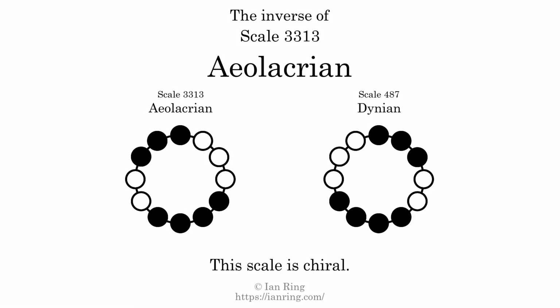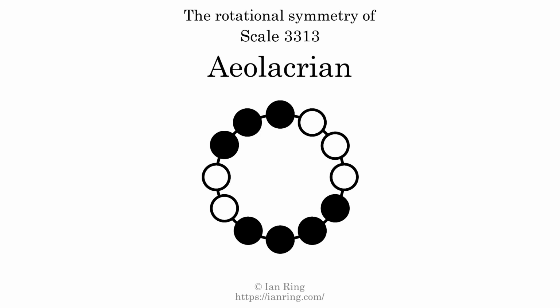The inverse of a scale is a mirror image. It is what you get when the sequence of intervals is reversed. The inverse of this scale is scale 487, also known as Dynion. This scale is chiral. It cannot transform into its inverse by rotational transformation. This scale has no rotational symmetry.